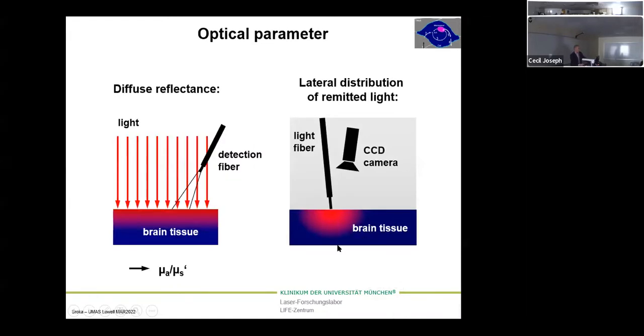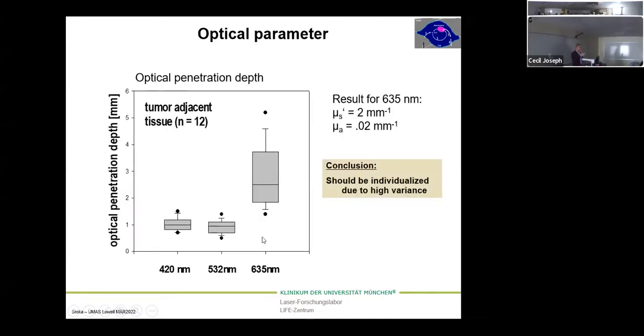What else we need to apply all this in tumor cells or in the hospital, we need the optical parameters to calculate the optical penetration depth for the specific wavelengths. So we can measure it by diffuse reflectance, or also with the lateral distribution of emitted light of this spot here. With this, we can get the optical parameters, and in this investigation, we did it for brain tissue, and we can see here low optical penetration for 400 nanometers and a high optical penetration for 635 nanometers.